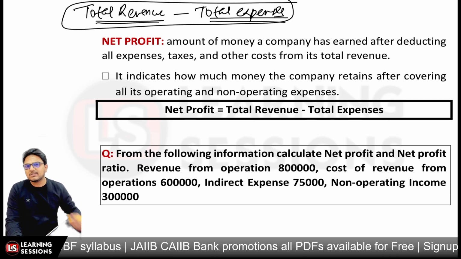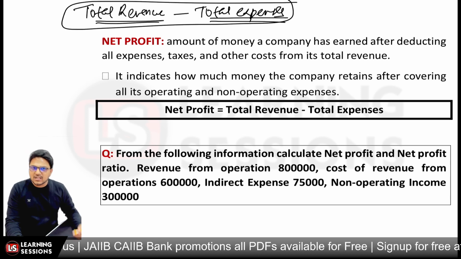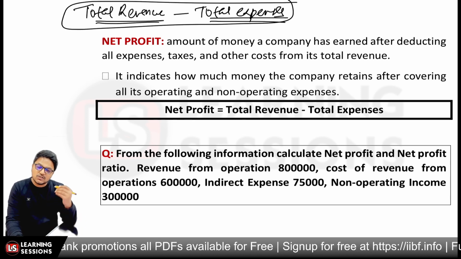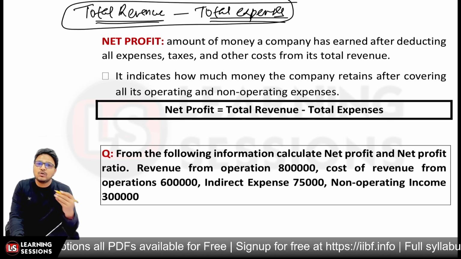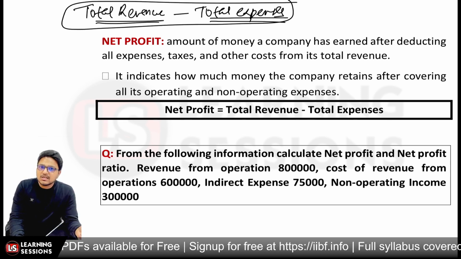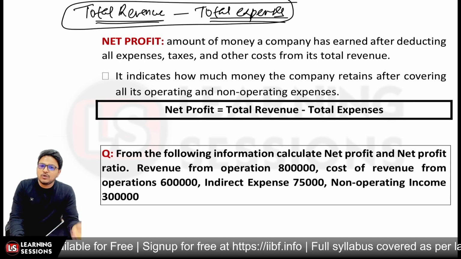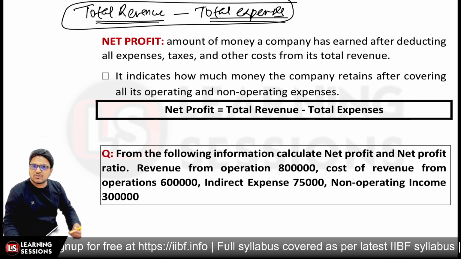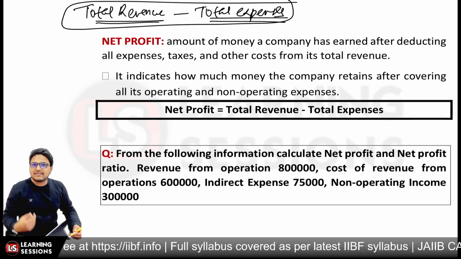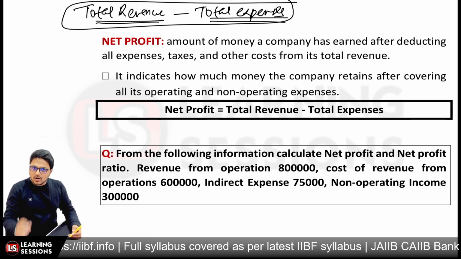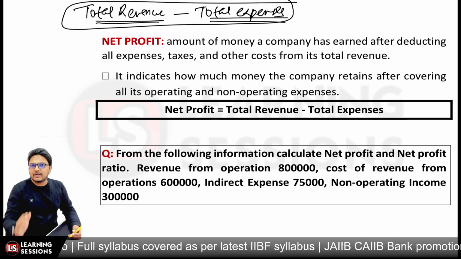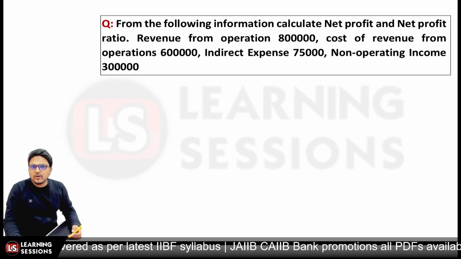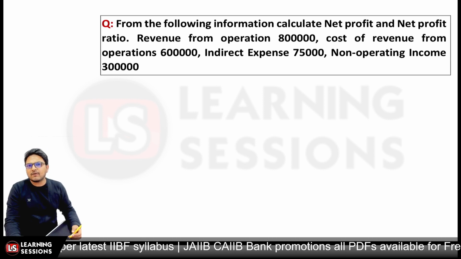So whatever the expenses, whether those were operating expenses or the non-operating expenses, which are not directly related to your particular operations but otherwise imposed on you, like let's say depreciation cost, or the interest cost, or taxes, those are all to be subtracted so as to calculate the net profit, right? So we are provided with the question over here. It says, from the following information, calculate the net profit and the net profit ratio.